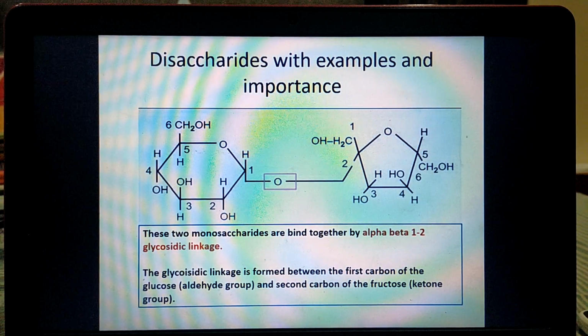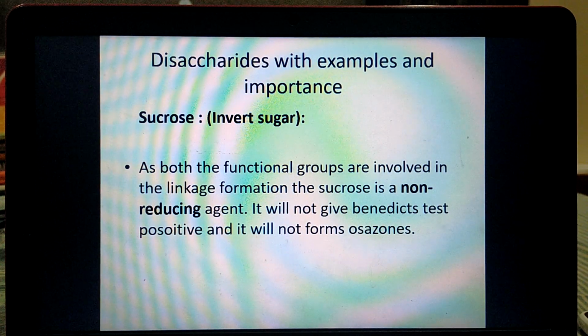This is the Haworth projection formula for sucrose. So this is about the non-reducing nature of sucrose. I have already explained.